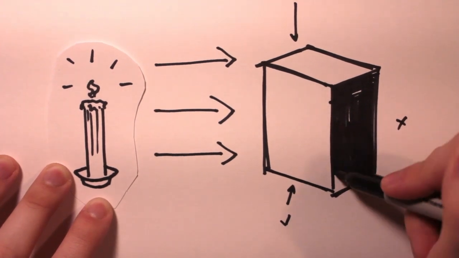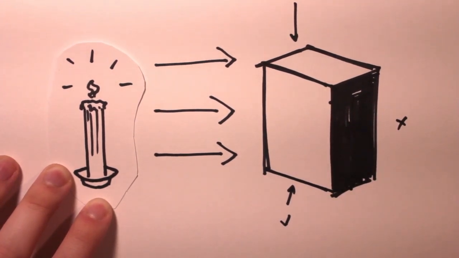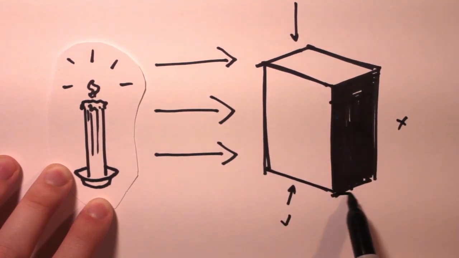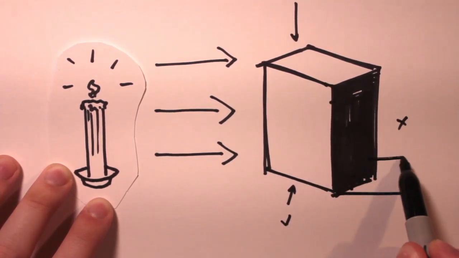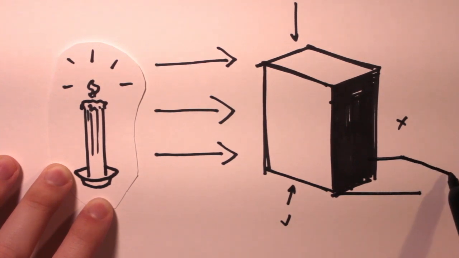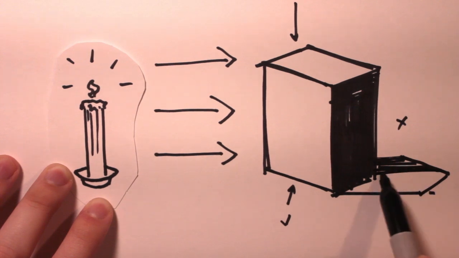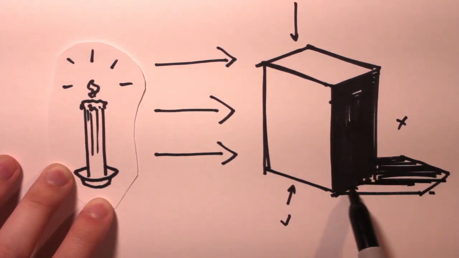Oftentimes, when an object is on a surface like this cube, we'll also get a cast shadow. The shadow is cast on the side that is facing away from the light. This is what really makes the object feel like it's inhabiting a space.